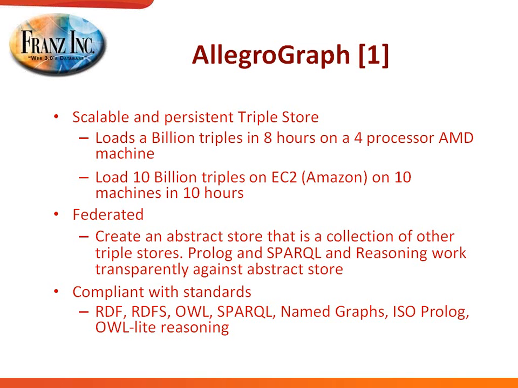So that will be an interesting thing. One of the things that makes AllegroGraph also unique is that we can use federation. What you can do is load, on the same machine or different machines, different triple stores all at the same time. And then when you want to start working with queries, we can create an abstract store that is basically nothing but a pointer to the other stores, and then our Prolog and SPARQL and reasoning will all work transparently against the abstract store. So the query engine will know where the triples are. And we made sure they were compliant with all the standards of W3C.